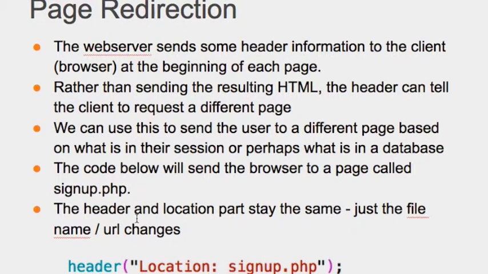So part of that header is this location part, and that tells it what file to load up now. So if the information is sent back saying that the location part of the header should be signup.php, instead of carrying on with the code that's there, it's going to instead load up that signup.php. So it's essentially a way of redirecting the user to another page.